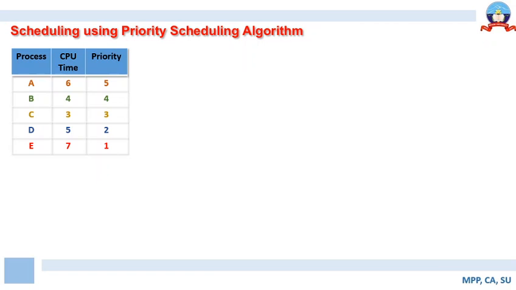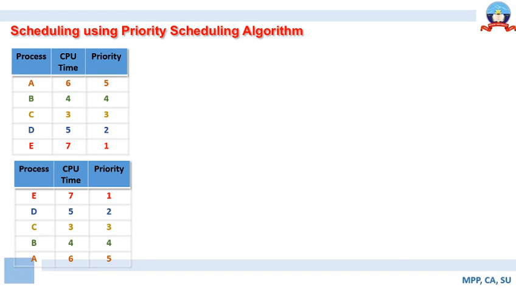So here I have 5 processes A, B, C, D and E with the CPU time or the burst time, and then we have the priority. So priority assigned are 5, 4, 3, 2 and 1. Here let us consider that lower value of priority means a higher priority. So lower the priority value, higher is the priority. Now what I have done is I have sorted the jobs as per the priority of the processes. So E has the highest priority compared to that of D, then C, then B, then A.